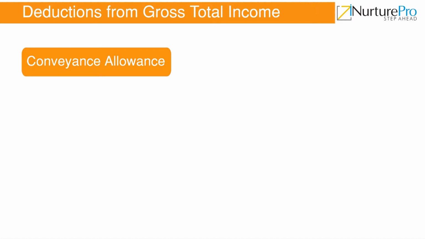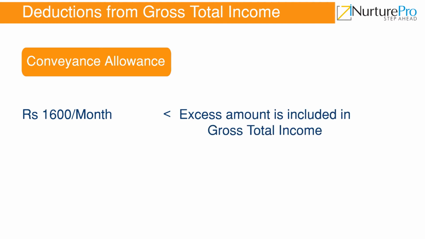A conveyance allowance refers to the allowance paid to an employee for commuting from residence to the workplace. A conveyance or transport allowance of Rs 1,600 per month is allowed to be deducted from the gross salary of an individual. If the expenditure incurred by an employee is less than the allowance paid by the employer, the excess amount is included in the gross total income of the employee.